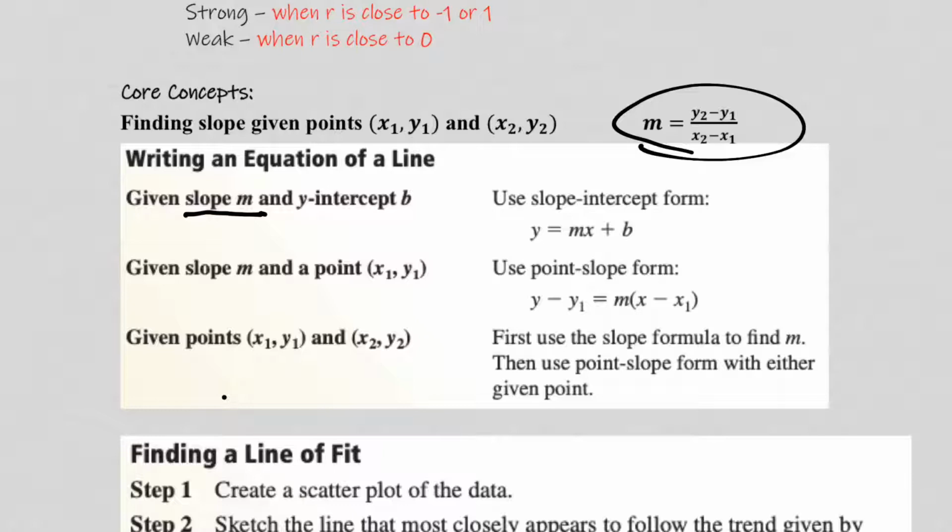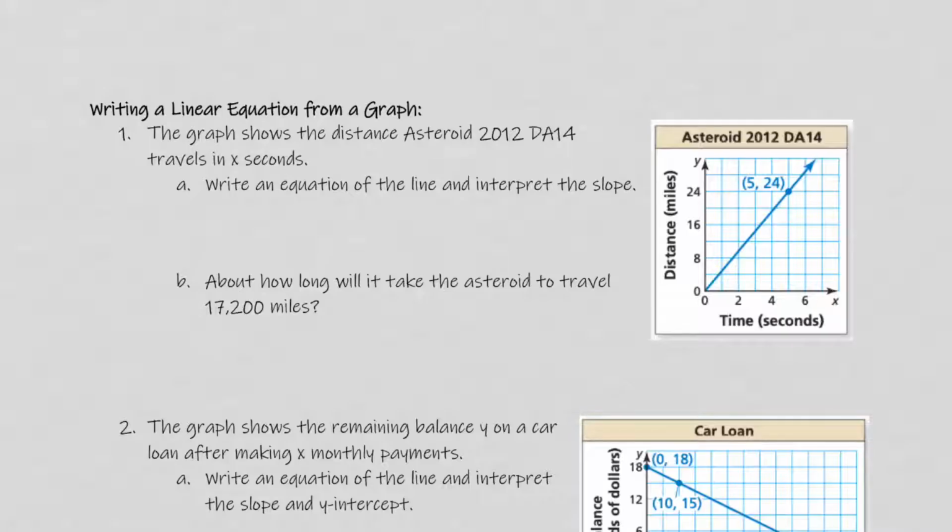Once you have the slope, you're going to use the point slope form. You're going to plug in whatever you said x1 and y1 were, and then you're going to plug in that slope you found, and then you solve for y. Once you've solved for y, that's your equation, and then you can use that equation to find other things. So let's give that a try.